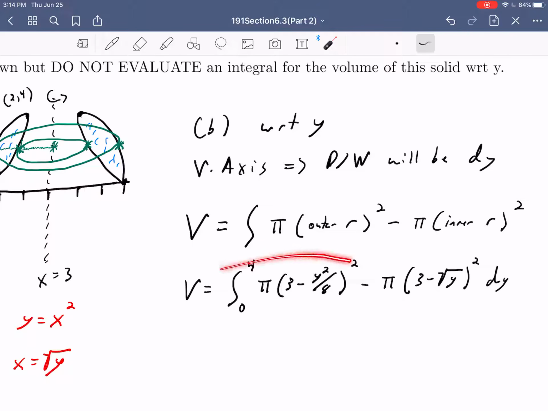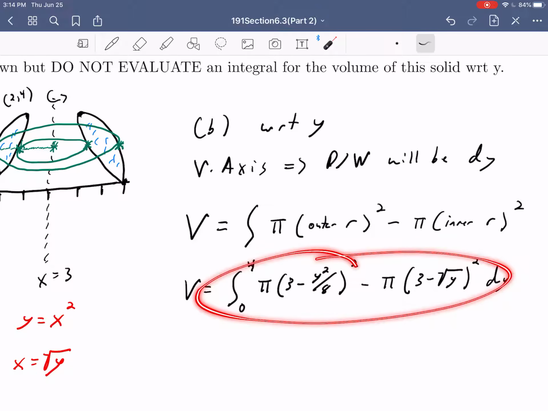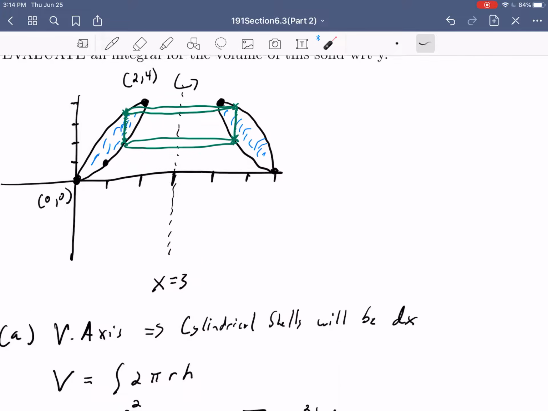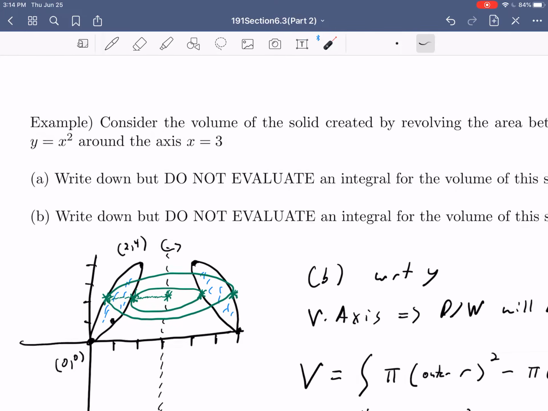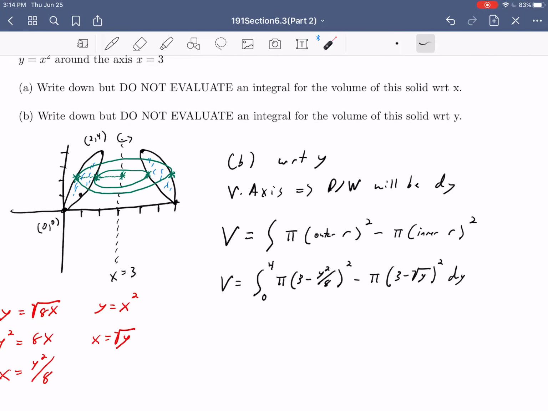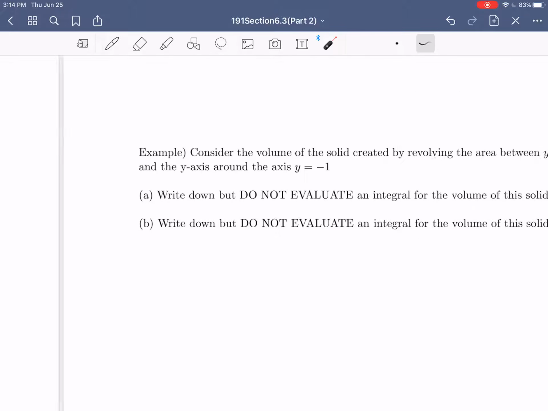If you took the time to actually evaluate this one, which would be pretty messy because you'd have to FOIL these components out and then integrate everything, whatever you found from integrating this would exactly match what you found from integrating this. Because even though they're with respect to different variables, they're still measuring the same volume. So there we go. There's our first example of building two integrals that evaluate the same area, one with respect to x, one with respect to y. Okay, let's go ahead and take a look at another example here.